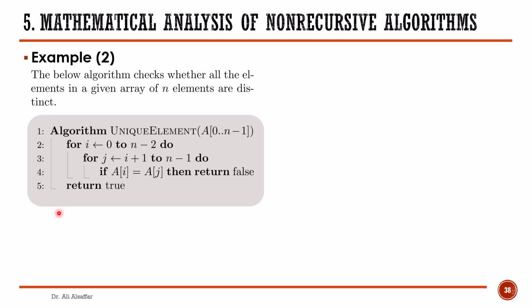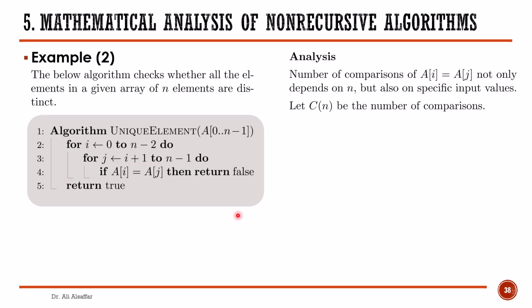Let's move on to the analysis of the algorithm. From observation, it is clear that the input size is n, representing the length of the array. And the basic operation is the key comparison performed at line 4. Since the algorithm stops execution as soon as it finds the first two duplicate elements, the number of key comparisons is not the same for every instance of the algorithm. So the number of comparisons of A[i] equal A[j] not only depends on n, but also on specific input values.